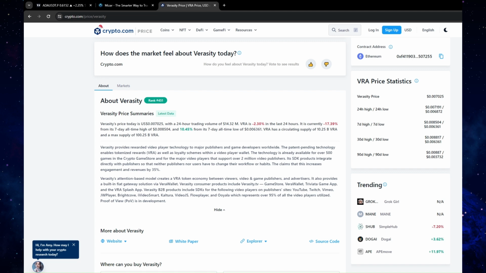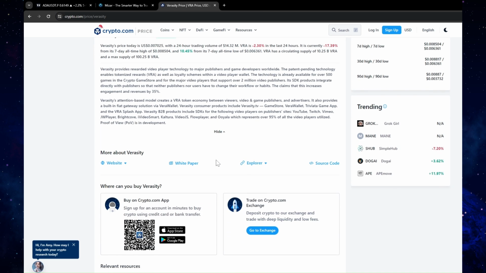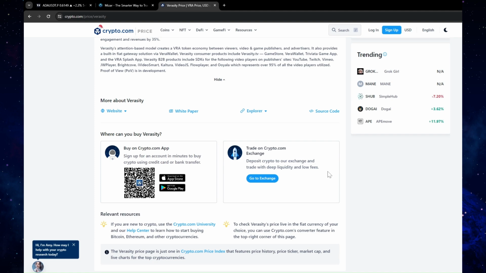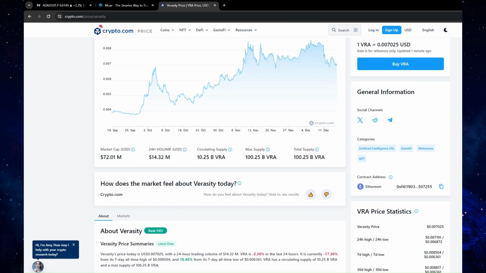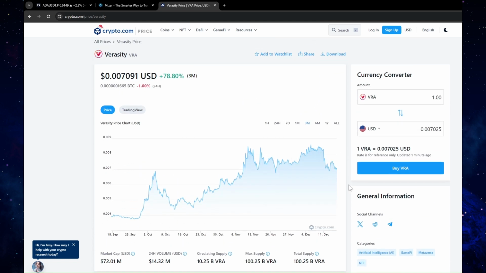So Veracity provides rewarded video player technology, patent pending. It has their own token, available in 500 games. And I think these kinds of descriptions and further research, looking at the white paper, at the websites, definitely social media of the platform, associated news, I think this is important, and it's also a bit new to myself.